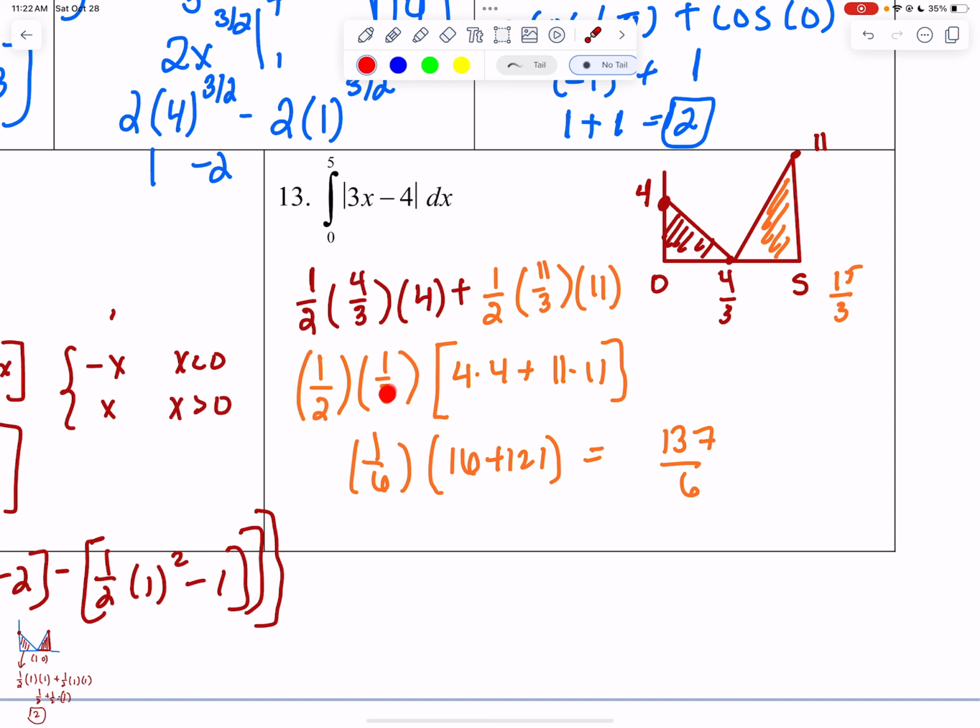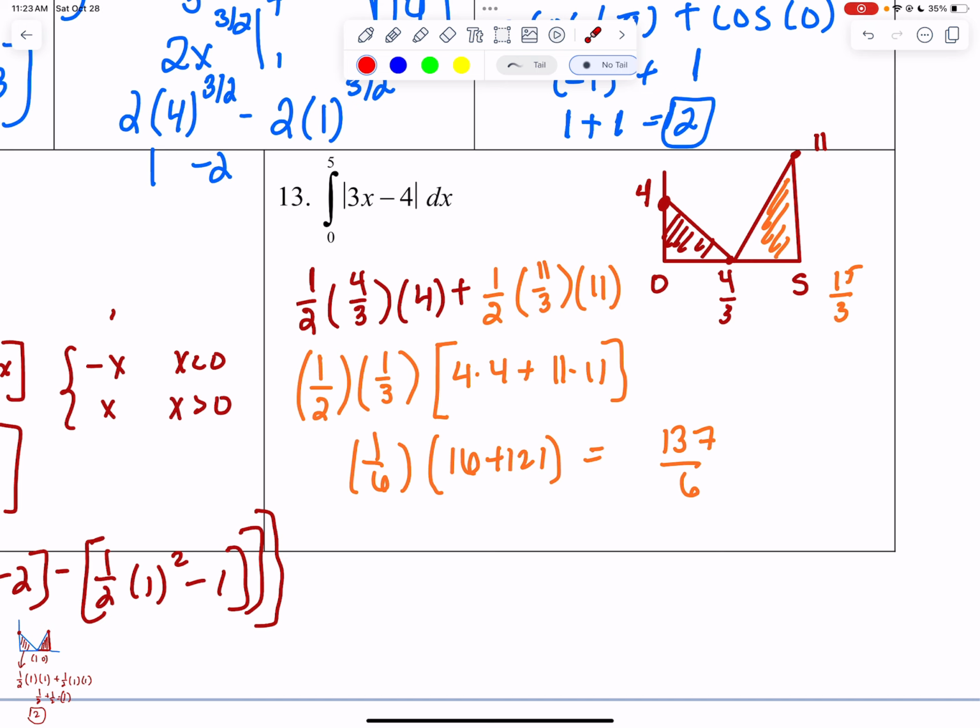Now, the reason why I took out a 1/3 is because I had a 3 in my denominator here and a 3 in my denominator here. So that means that I'm left with 4 and 4 on the left, and then 11 and 11 on the right. Then simplify that to get 137 over 6. If you were to do it using the fundamental theorem of calculus, it's going to get a little bit wonky. So whenever you are getting problems like this, use geometry. Don't use calculus. I think geometry will be the easiest in terms of absolute value.